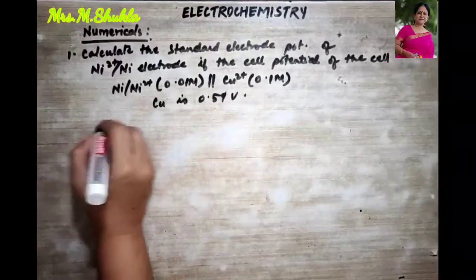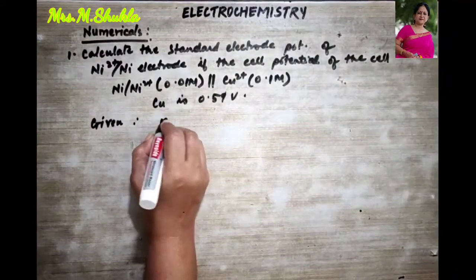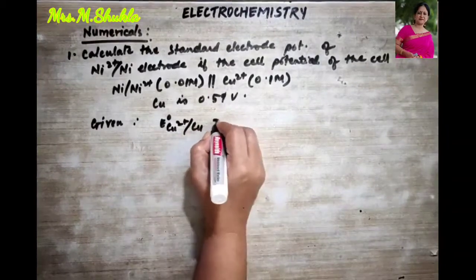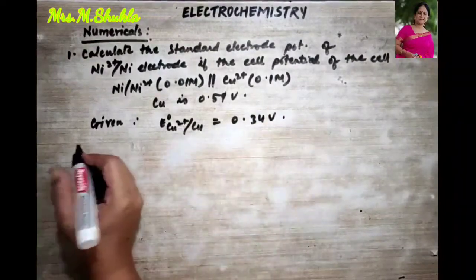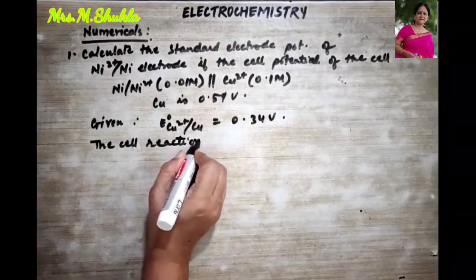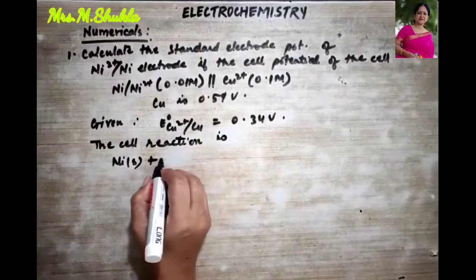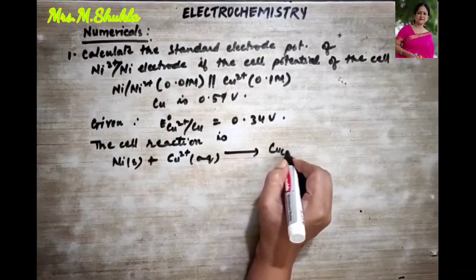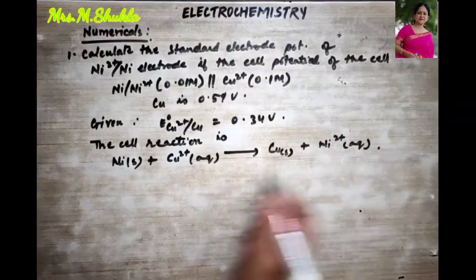Now, what is given to us? Let's see. Given to us is the copper ion to copper electrode potential, that is 0.34 volts, right? The cell reaction, let us write down. The cell reaction is nickel in its solid state plus copper ion in its aqueous state gives copper in the solid state plus nickel ion in the aqueous state.